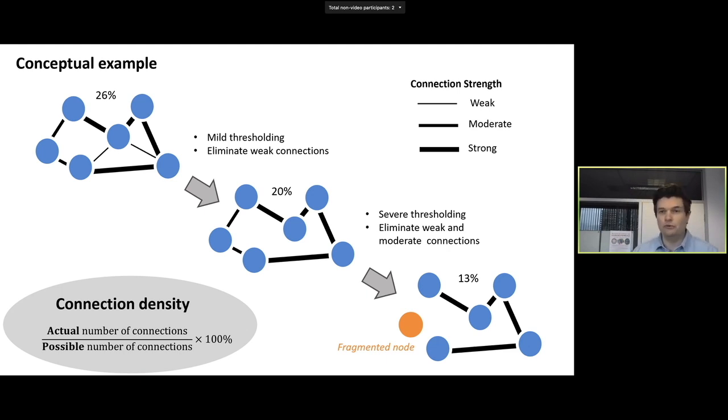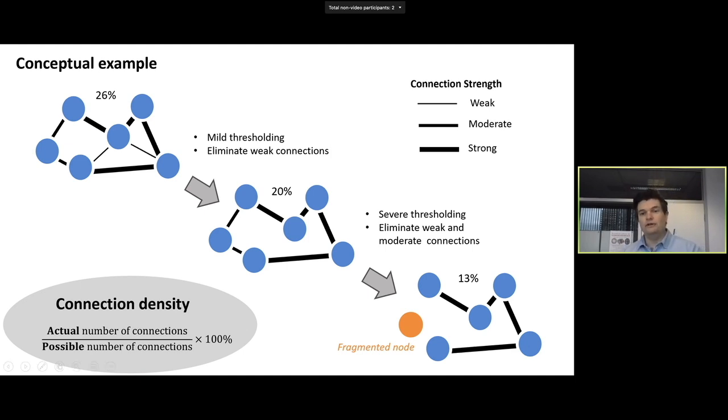We start here. This network has three types of connections: weak, moderate, and strong. And so in the first step, our network comprises connection density of 26%. Connection density is just the actual number of connections in our network divided by the total possible number of connections. So in the first step here, we eliminate the weakest connections, and this reduces the connection density to 20%. Then we can go one step further and also eliminate not only the weak connections, but also the moderate ones. And this further reduces the connection density down to 30% in this example.